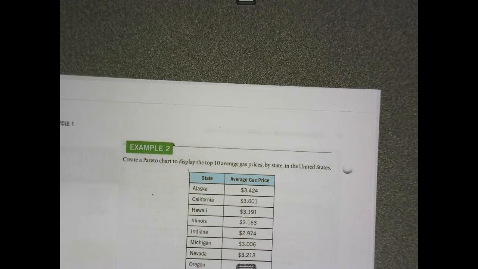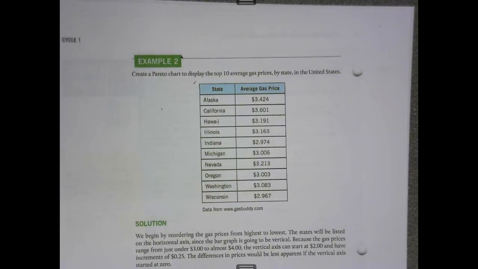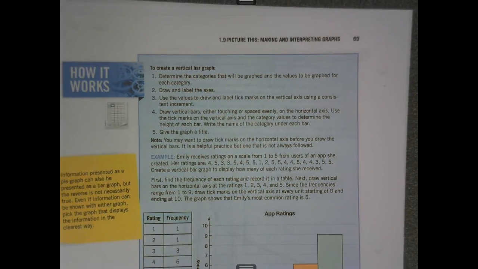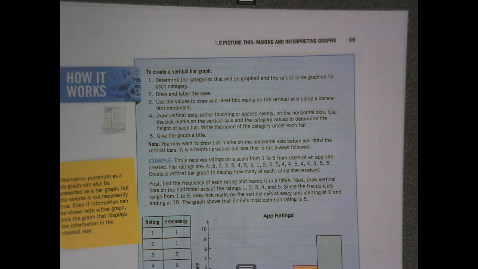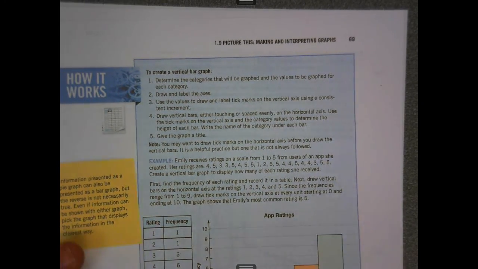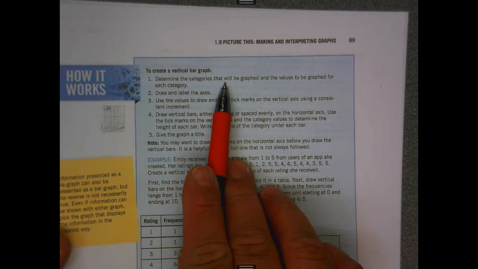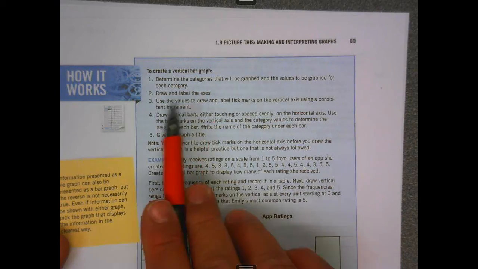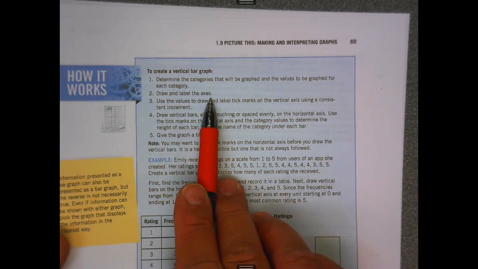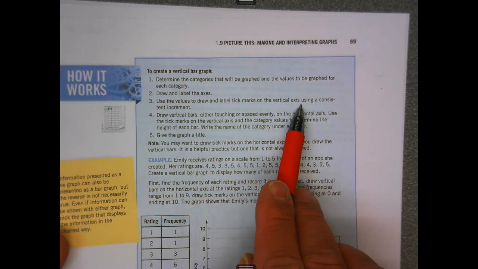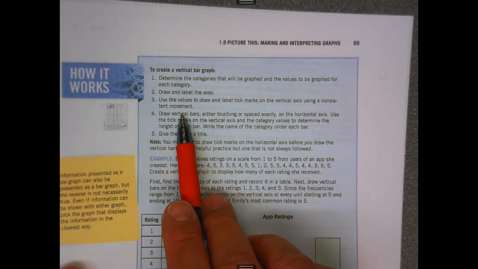Determine the categories and the values to be graphed. Draw and label the axis. Use the values to draw and label tick marks on the vertical axis using consistent increment. Draw vertical bars, either touching or spaced evenly on the horizontal axis. Use the tick marks on the vertical axis and category values to determine the height of each bar. Write the name of the category under each bar, and then give your graph a title.